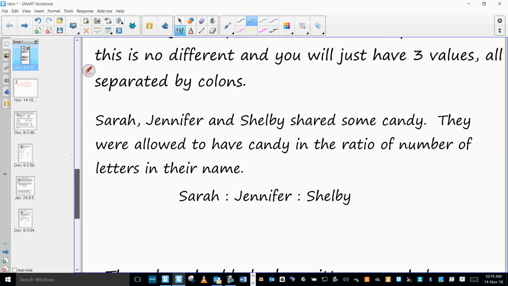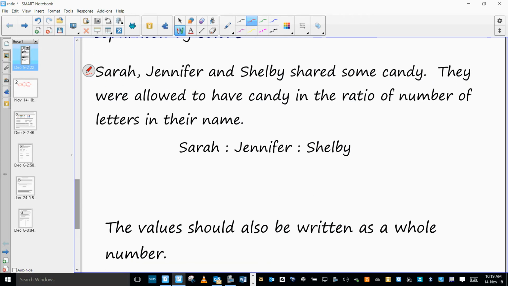So Sarah, Jennifer, and Shelby shared some candy. They were allowed to have candy in the ratio of the number of letters in their name. So Sarah, how many candies did Sarah get? 5. Jennifer? 7. Shelby? 1, 2, 3, 4, 5, 6, 7, 8. We have 5, 7 and 6. Okay.